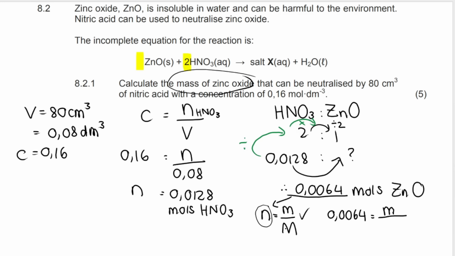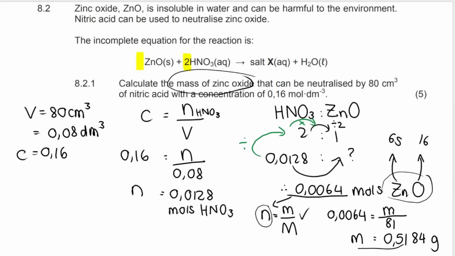And where do I get big M from? It's the molar mass of zinc oxide from the periodic table. And it is 81. So you take the molar mass of zinc plus the atomic mass of oxygen: 16 plus 65. That's where I get that from. Then to solve for mass, we say 0.0064 multiplied by 81. My calculator says it is 0.5184 grams. You may, of course, round that off to 2 decimal places, 0.52 grams if you want. You can just leave it like that.